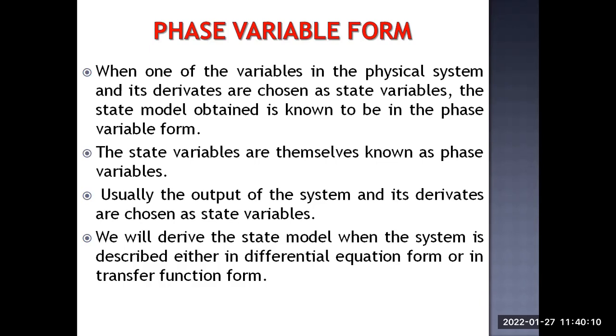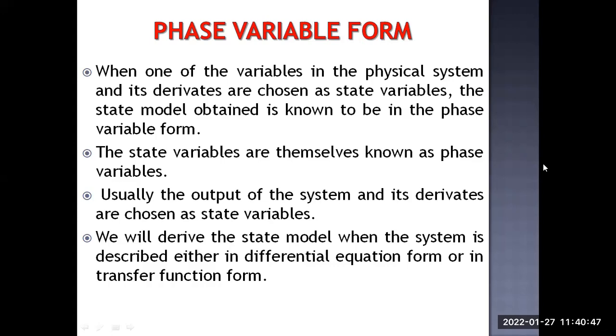Now x dot is taken as some state variable. Let us say x dot equal to x1, and then x1 dot equal to x2. So consequently, the derivative of any state variable is assigned some other state variable. We'll see that. This is the phase variable form method, and how we'll do this, we'll understand gradually. Now the state variables are themselves known as phase variables. So here the state variable is known as the phase variable.